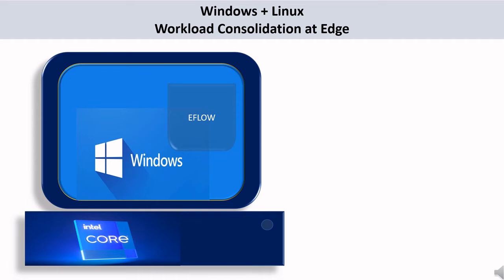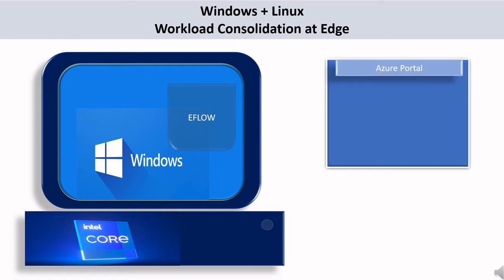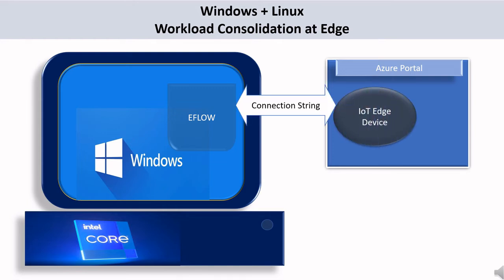To run a Linux application inside the eFlow on your Windows, the straightforward and recommended way is to get an Azure account and then connect your computer running eFlow with an IoT Edge device entry in the Azure portal. This is done using a unique string that you get from the portal. You just have to copy that and paste that in your system and it works. By the way, this works with the free Azure account too.